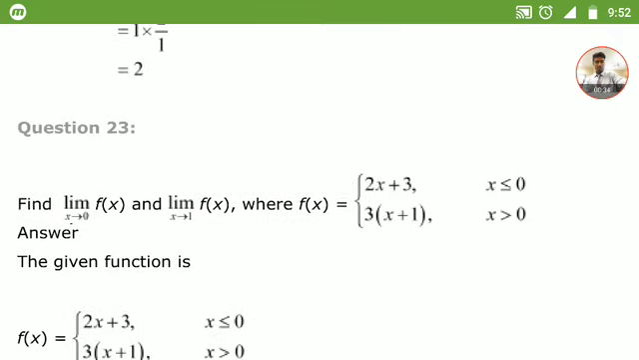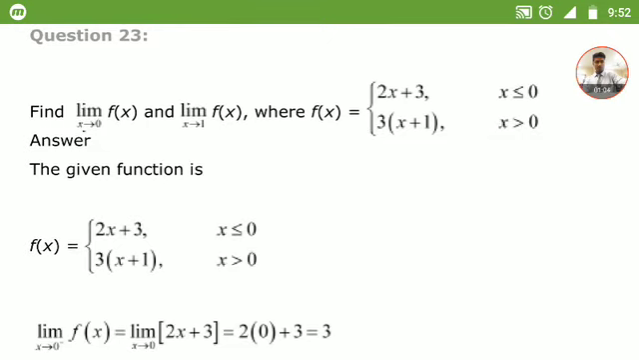right hand limit means all the function values greater than 0. So out here you have to find limit x tends to 0 and x tends to 1. These are two different questions merged into one, where f of x is given as two functions: for x less than 0 it's 2x plus 3, and for x greater than 0 it's 3x plus 1. First we'll be doing x tending to 0. For x tending to 0, first you have to find the left hand limit and the right hand limit. If both are equal, then the limit exists and the value will be found later on.